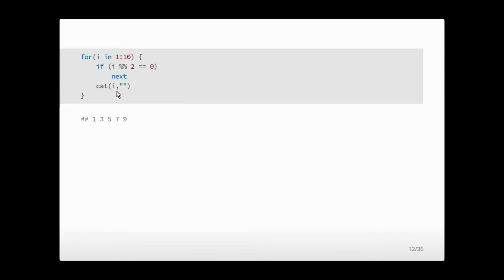Okay, so it skips over the 2, then it goes to the 3. And then 3, it prints it out. Then it goes to the 4, and so on. So here it's skipping every time you get an even number. Okay, so that's break and that's next, and those you can use in whatever loops you want.